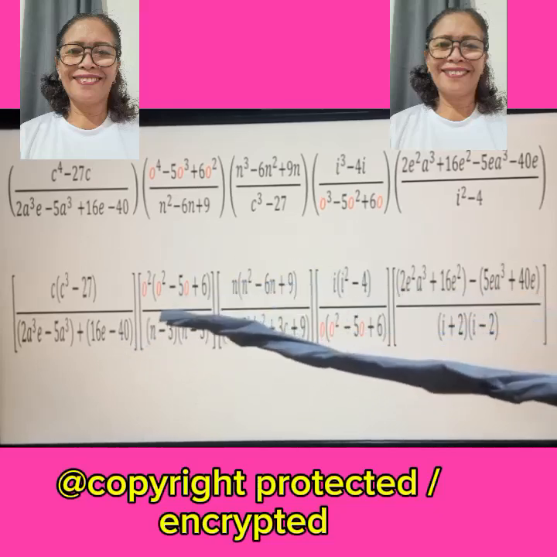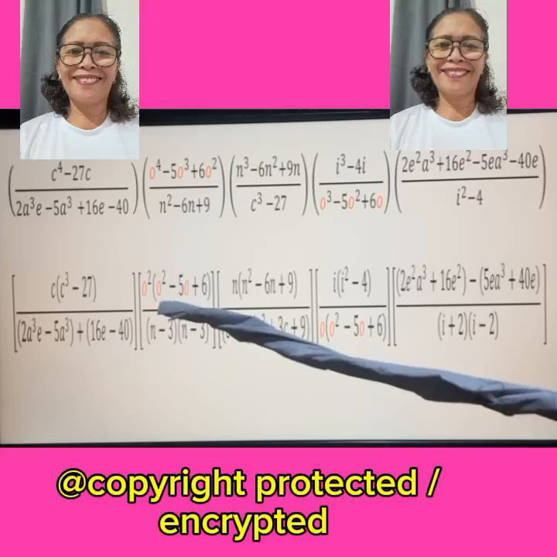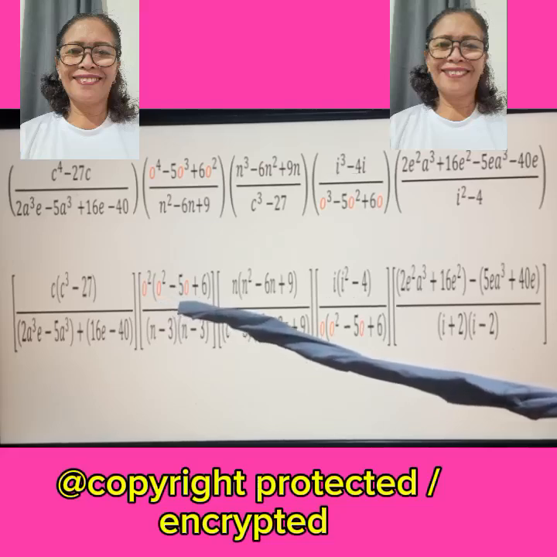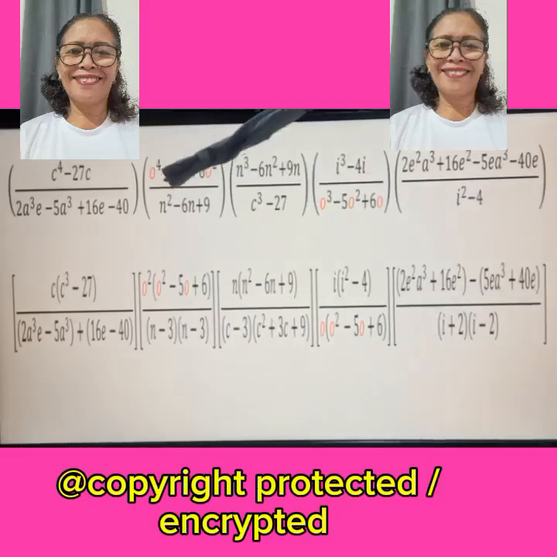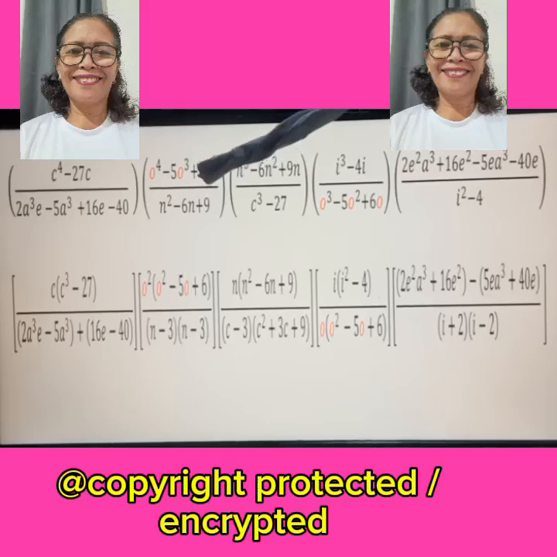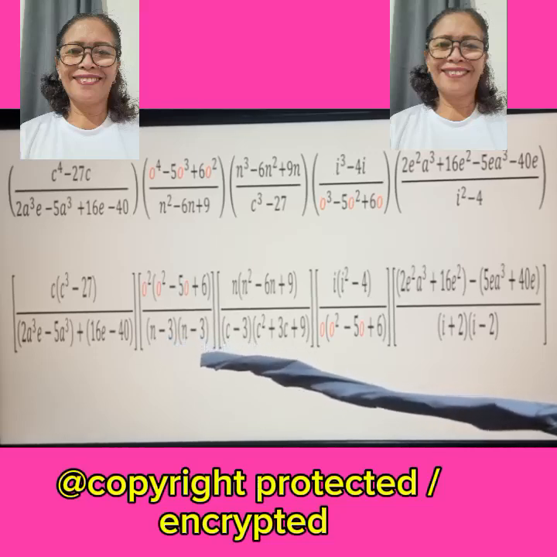And the common in the second letter of my name is O squared. The result, we have O squared times O squared minus 5O plus 6. Then, the denominator is n squared minus 6n plus 9. Since this is a perfect square trinomial, therefore, the factors are n minus 3 times n minus 3.